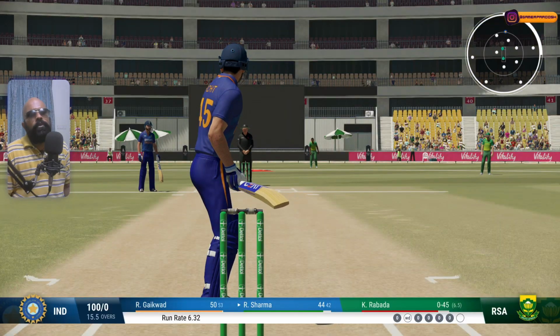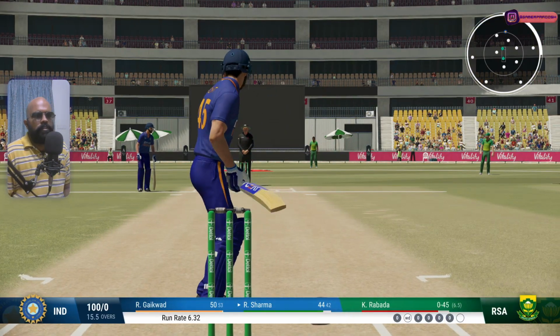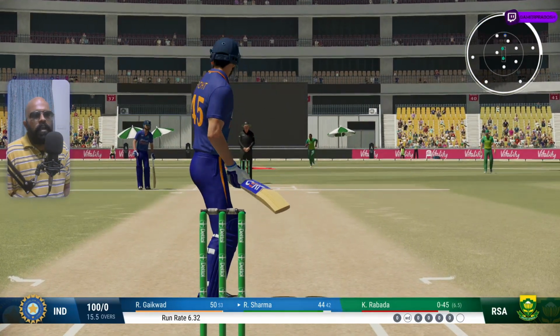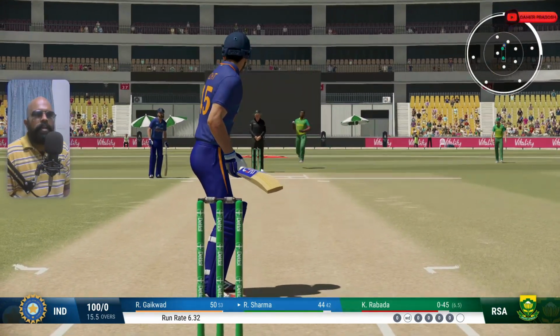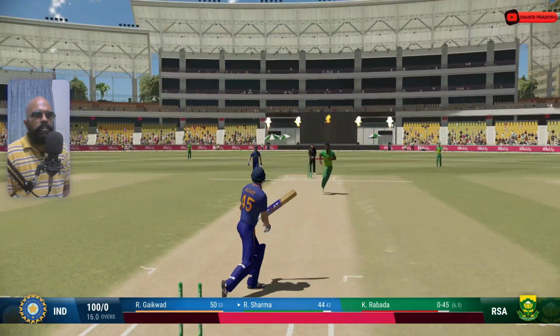So these are the camera angles I use. Bowling simple because the other camera angles take it away.